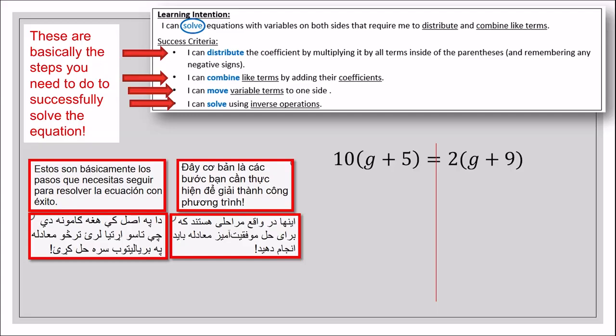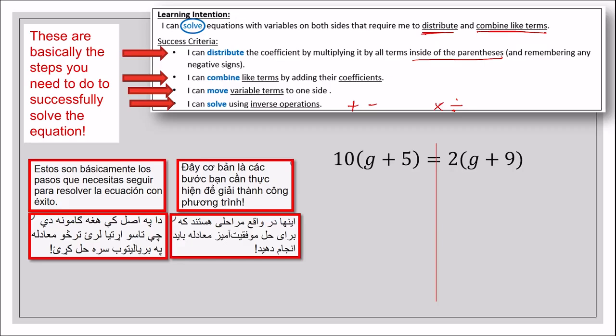So here are the steps you're going to be going through. You're going to distribute, and then you're going to combine like terms. So first we're going to multiply by all the terms inside the parentheses. We're going to add those coefficients, move the variables to one side, and solve using inverse operations. And again, addition and subtraction are inverses, multiplication and division are inverses. So let's look at solving this one.